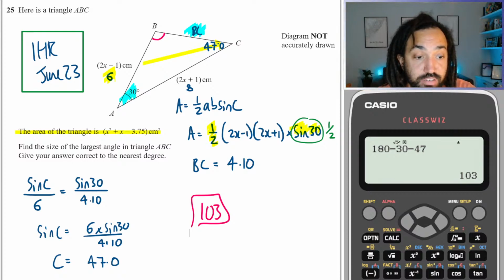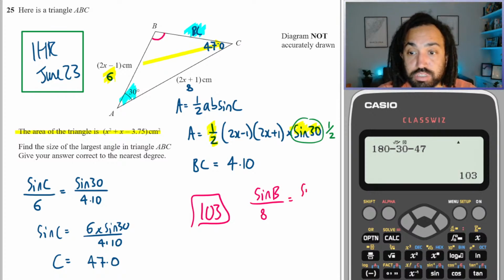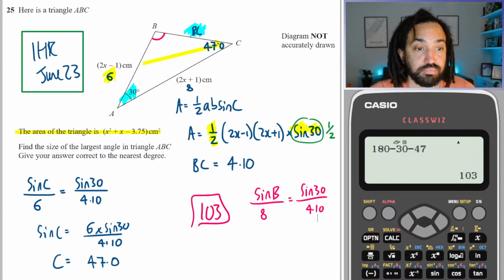Could you find B by using the cosine rule? By using the sine rule? Yes, you can find B using the sine rule. It shouldn't give you a different answer. It should give you 103. If I was to do sine B over 8, it should equal sine of 30 over 4.10. That should definitely work fine.